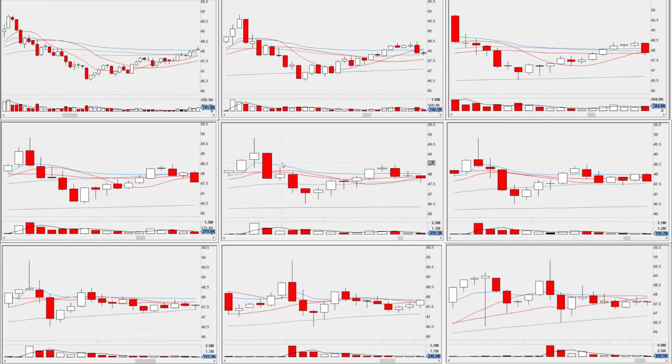Let's get to some charts here. In front of me I have 9 charts. So let's take a look at what's happening on each of these charts. This is going to be time consuming, but I want to prove a point here.